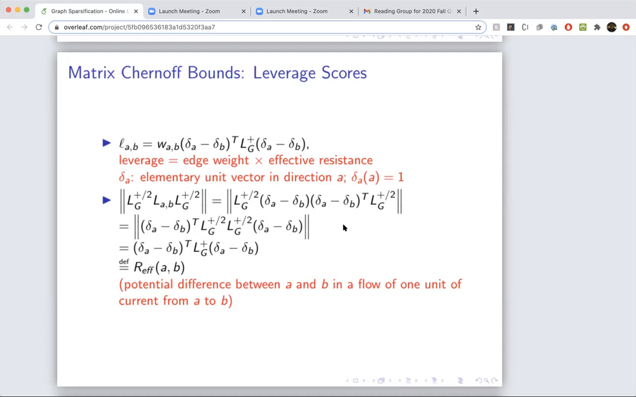And so now that we are able to do this transpose, we can see that on the inside we have plus over two, and we can multiply the two together and get the pseudo inverse of the Laplacian of G. And this is going to be equal to, by definition, the effective resistance between the vertices A and B.